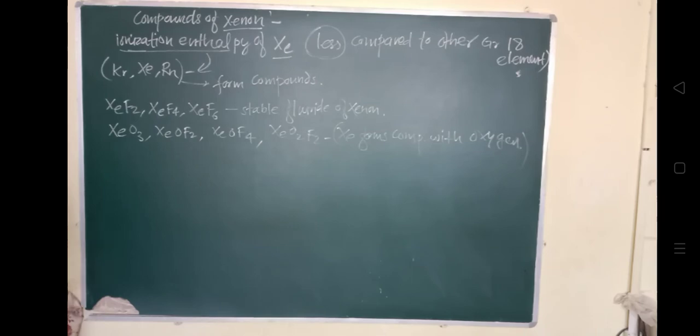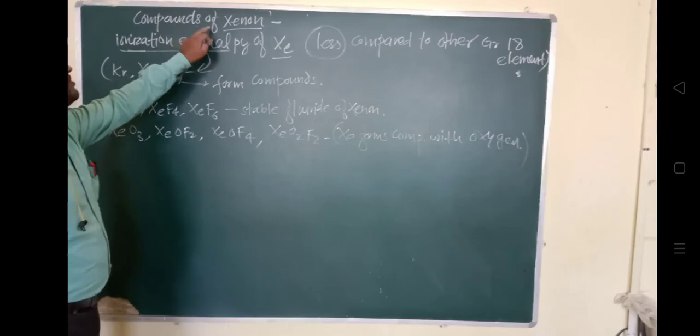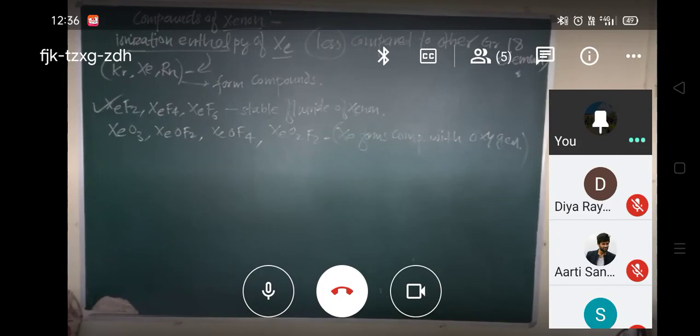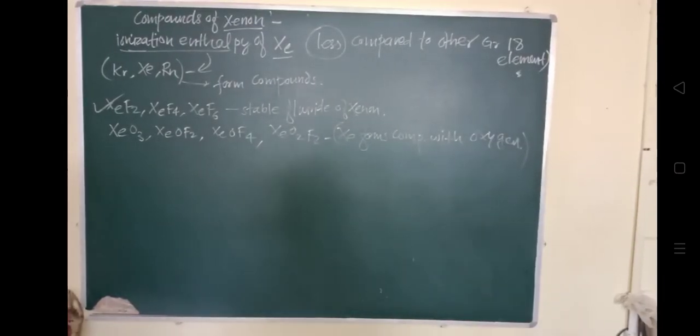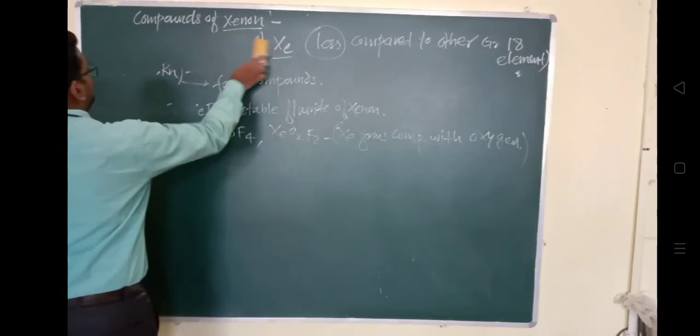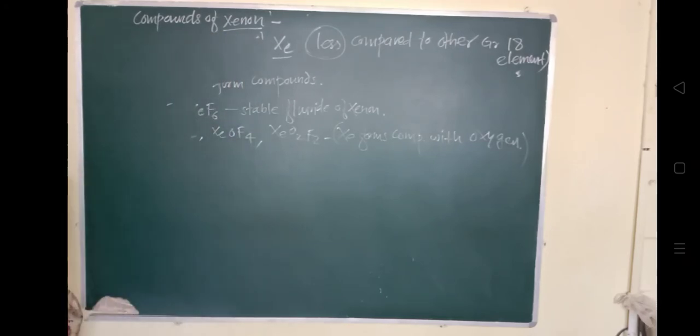So have you understood why we have taken only xenon from group 18 elements? Because xenon, krypton, radon are reactive, as they have less ionization enthalpy. They can react with other elements, not the other group 18 elements. बाकी जो group 18 elements हैं वो react नहीं कर सकते because उनका ionization enthalpy बहुत ज़्यादा है. So we'll see very first xenon fluoride.